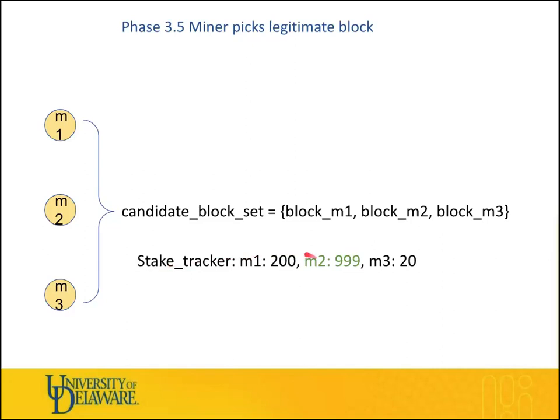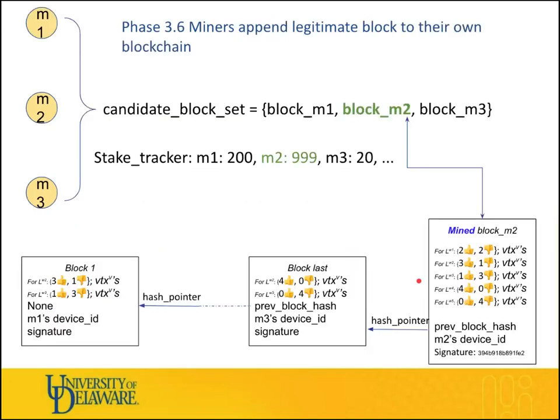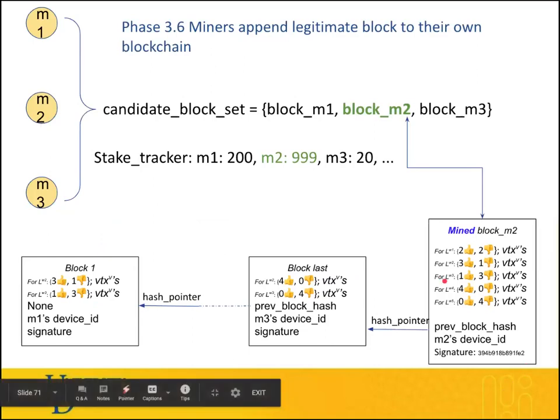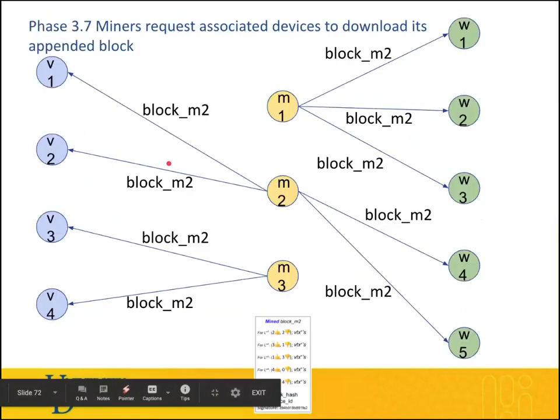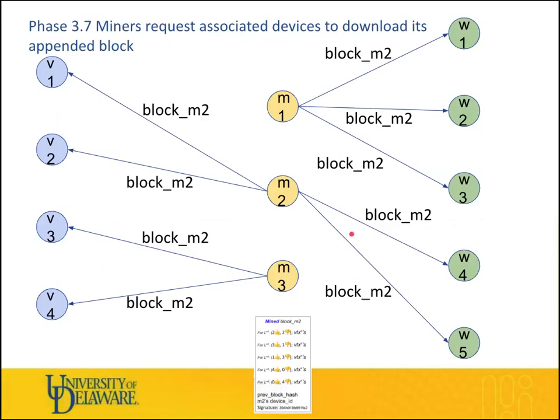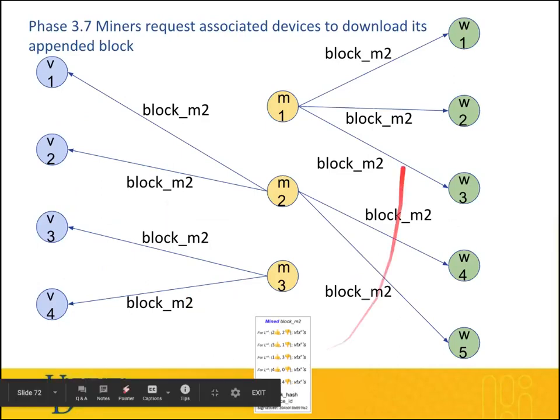And their stake tracker shows that M2 has the most stake among all the miners. Then, if they are being honest, they would all pick M2 to append to their own blockchain, right? This is their blockchain, and they append block 2. And then the miners would send block 2 back to their associated workers and validators for them to process this block. This association was mentioned before.